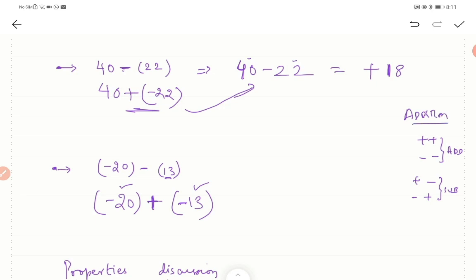We have done so many problems. The output sign will be positive for positive numbers and negative for negative numbers. For mixed signs, it will depend on the larger integer, positive or negative. Now you have negative numbers, so you will do 20 plus 13 first. How much will you get? 20 plus 13 is 33. What should be the sign now? Because both are negative, my output will be negative. So it is minus 33.